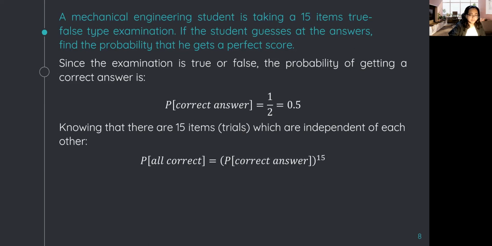So that's 1/2 raised to 15, which would give us a value of approximately 3.0517578125 times 10 to the negative 5. So that is a very small chance of getting all of the questions correct if you were only to guess.